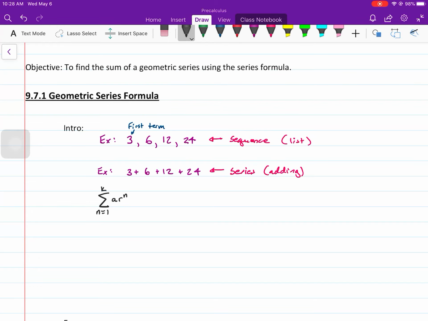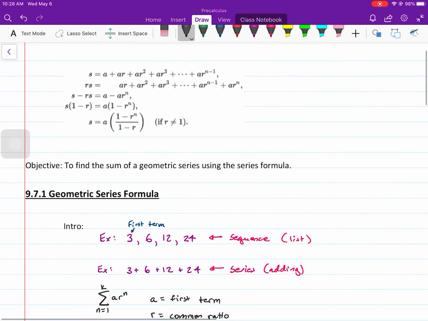But the main thing that I want you to know is that a is the first term, and r is the common ratio. So what are we multiplying by each time? Are we multiplying by a third? That's the same thing as dividing by 3, multiplying by a third. Are we multiplying by 5?